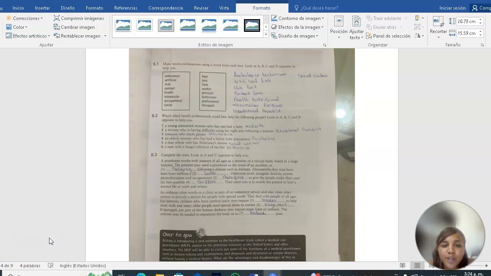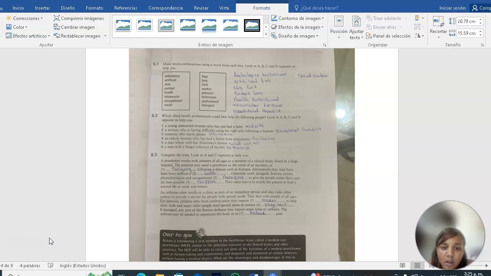Make word combinations using a word from each box. Look at A, B, C, and D opposite to help you. Ambulance technician, artificial limbs, blood pressure, contact lenses, health professional, intraocular pressure, occupational therapist, social contact.